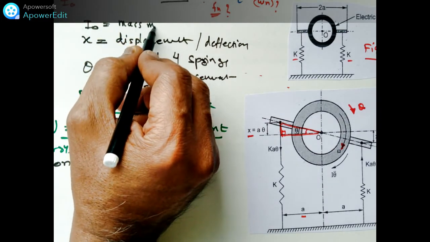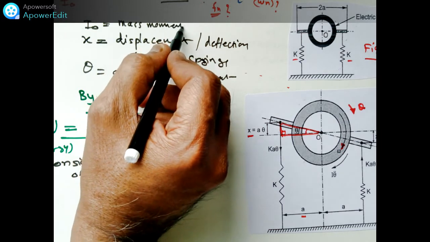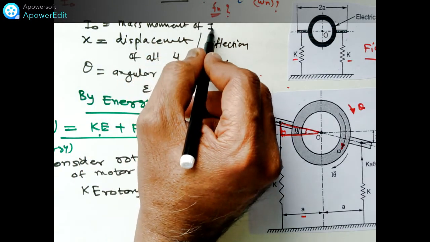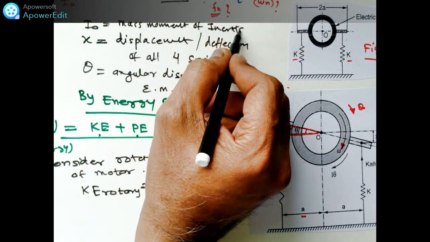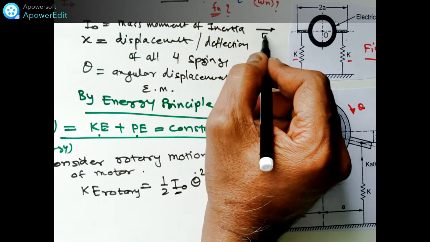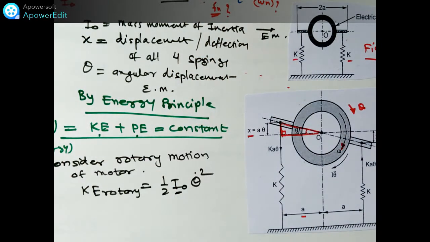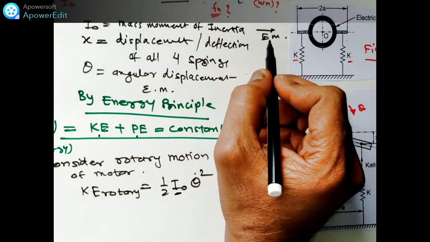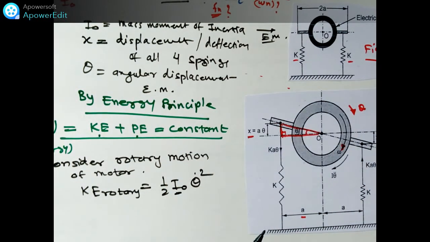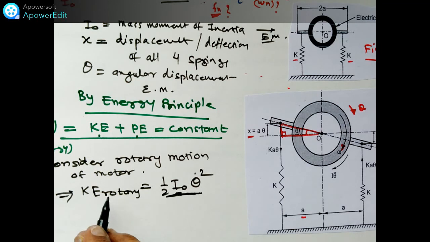Mass moment of inertia for this electric motor. Okay, I have written here electric motor as EM. So friend, this is the formula for the kinetic energy in rotary motion, which we have just calculated.